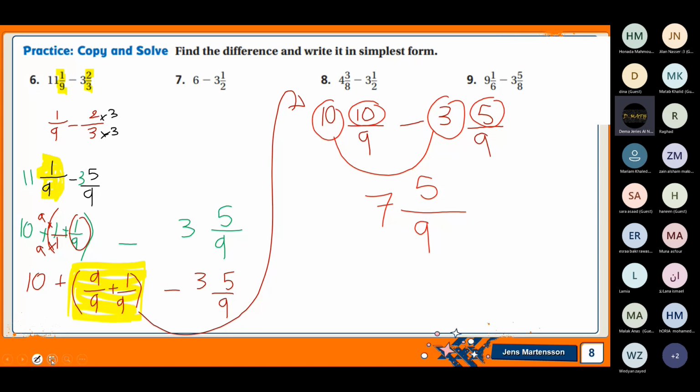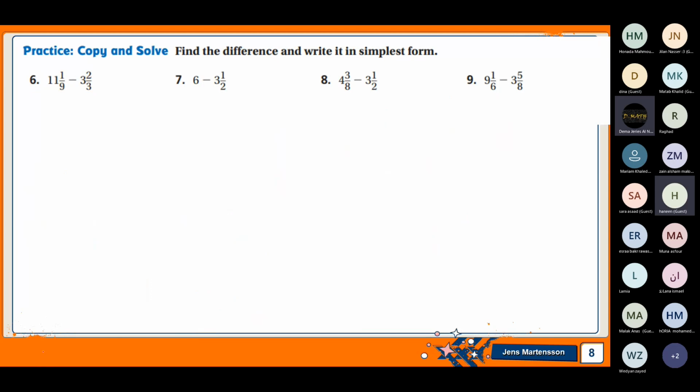Okay. Let's solve now another example. Did you finish writing? Yes, teacher. Okay. Number 7 now. 6 minus 3 and a half. Now this one here, I have to subtract a mixed number from a whole number. So what can we do? There's no fraction to subtract the fraction from.